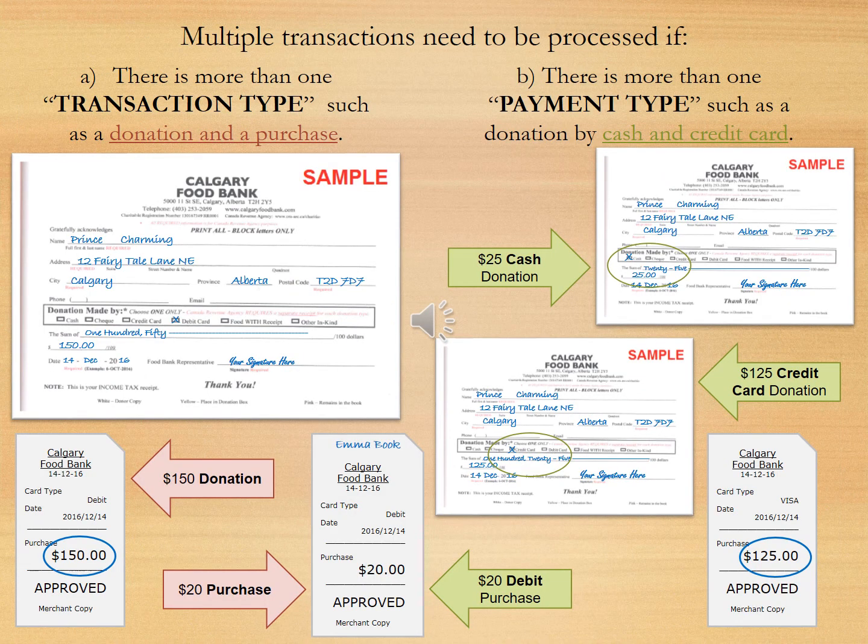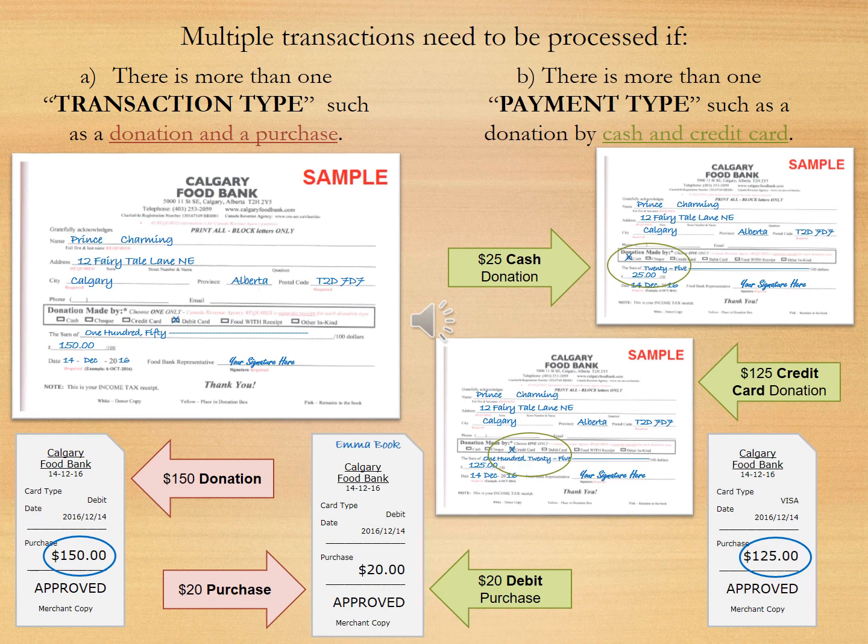Another thing to note about this example, Prince Charming made both a donation and a purchase. When there is more than one transaction type, more than one transaction needs to be processed. So Prince Charming used his debit card for his donation and then for his purchase. If Prince Charming wanted to use both cash and his credit card to make his donation, both payment types will need to be processed separately and receive separate tax receipts.